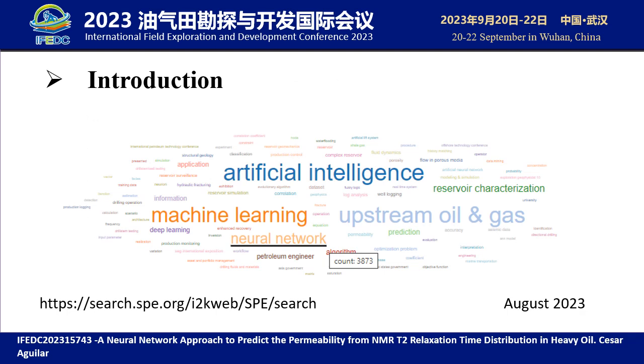Machine learning is gaining more and more space in the oil and gas industry. For instance, if you search at OnePetro, you will find almost 4,000 articles about this topic. Definitely, it's a hot topic in our industry, isn't it? Today we are going to focus on how a neural network approach will help us to improve permeability prediction based on NMR logging in heavy oil reservoirs. A difficult challenge in this difficult environment.